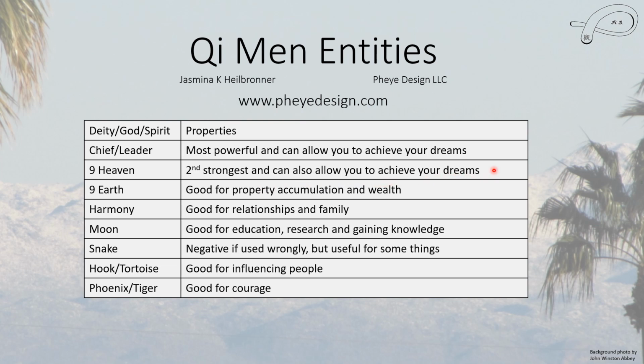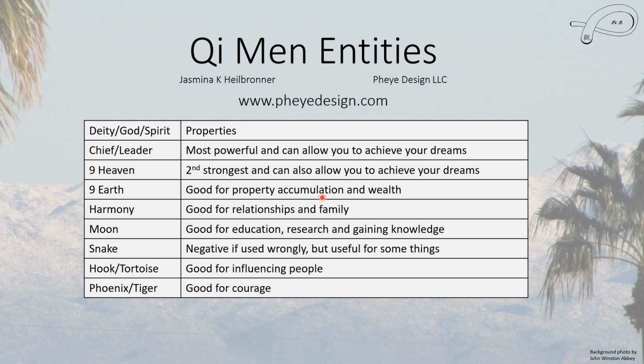9 heavens is second strongest, and it can also allow you to achieve your dreams, but you have to approach it in a slightly different manner. When you're in that location and you're thinking about what you want, when you're thinking about your dreams, it's not just thinking, you actually have to envision it in your mind. You have to envision it actually happening. And when you do that, 9 heavens can help you make the right decisions so you can make it happen.